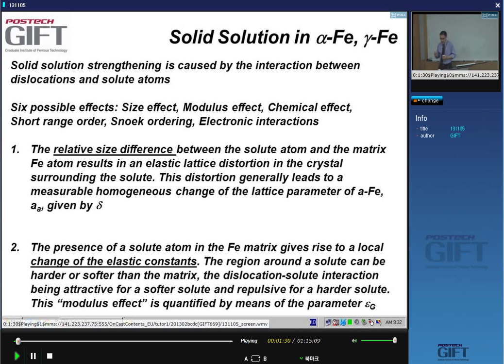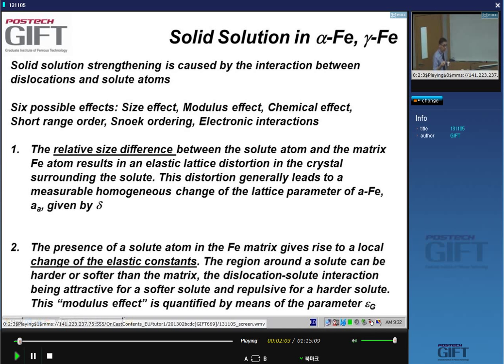Second, you can add an element that does just the contrary. For instance, silicon or aluminum, they're smaller and they will give a lattice contraction. And we'll use a parameter called delta to describe this strain, this volume strain that you get around a solute.